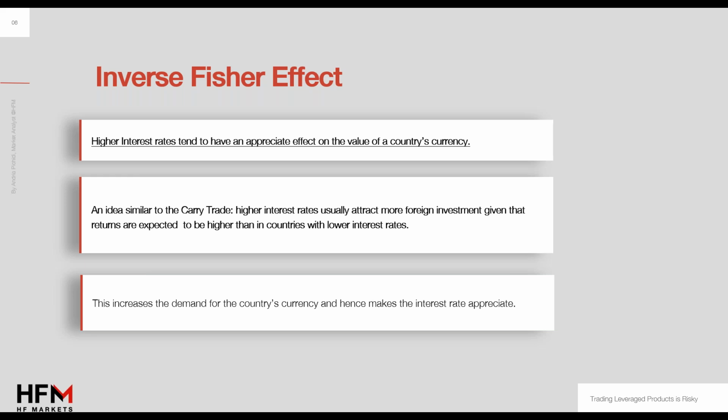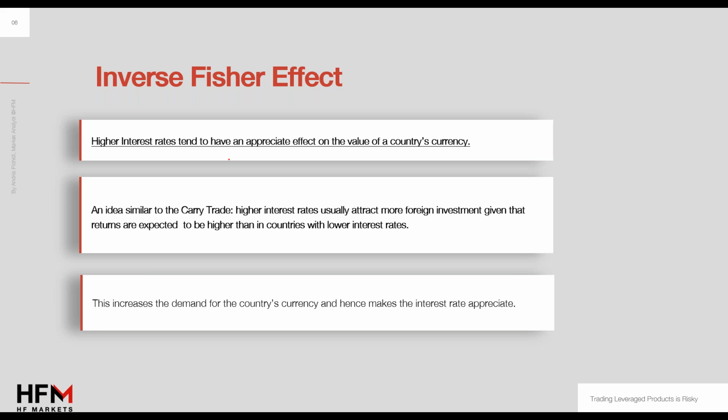I'm going to just briefly explain what this effect is all about, but it's something that shouldn't really concern you for now, at least. Basically, I'm not sure whether you ever heard about the inverse Fisher effect. It's a bit more complicated and affects mainly the long-term trends. So I'm not quite sure whether I would like to waste your time right now with the Fisher effect. I think I'm going to skip it for now.